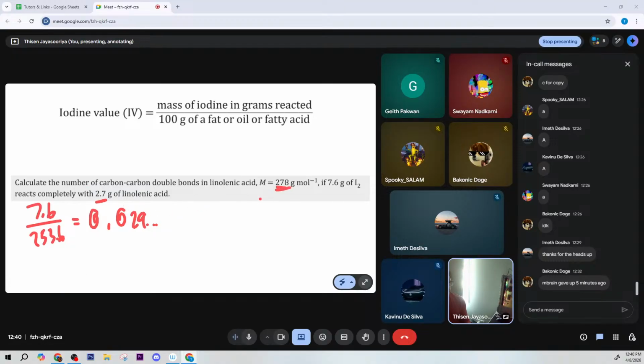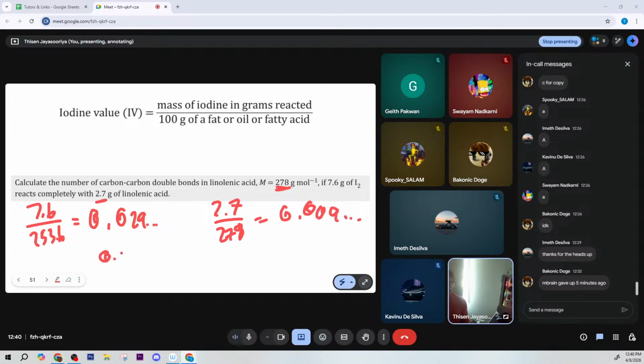Then we're going to find the number of moles of linolenic acid, which has a molar mass of 789. So we do 2.7 divided by 789. We get 0.009... And here we want to determine the ratio between these two.